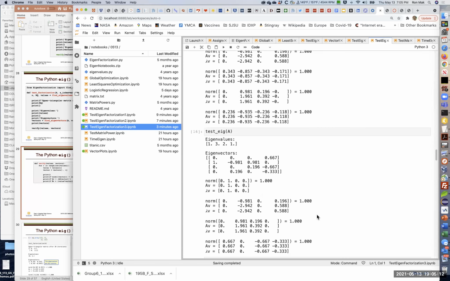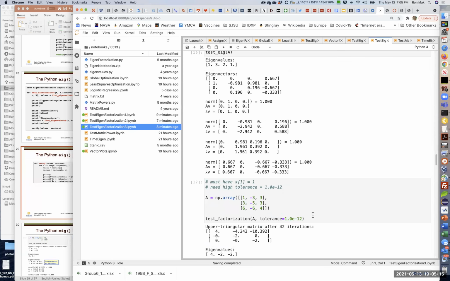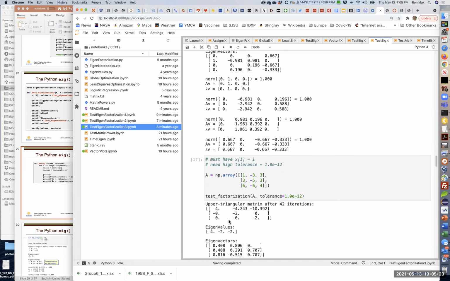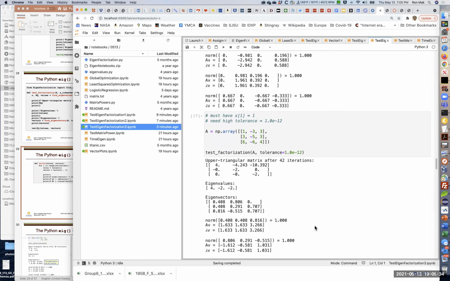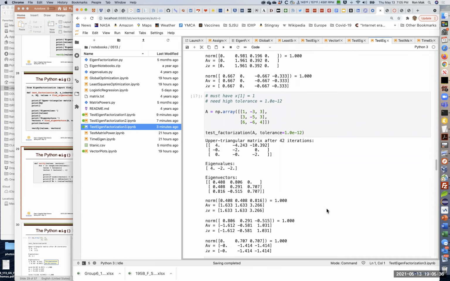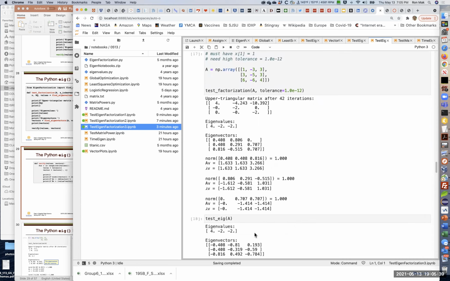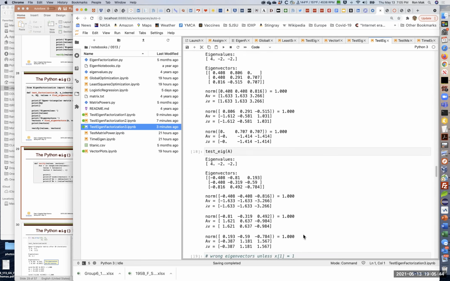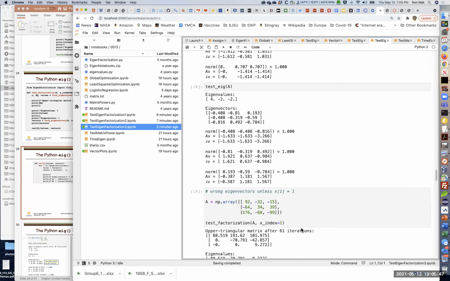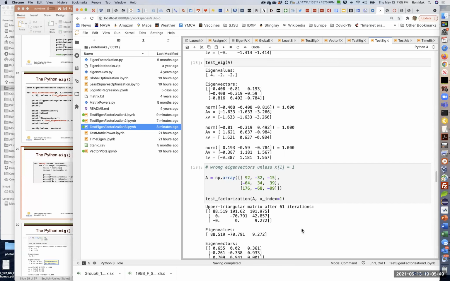And then later on, I do have ones that cause problems. Well, this one, you need a pretty high tolerance in order to decide that this is actually upper triangular. And you see it took 42 iterations before we could safely decide that this was upper triangular. And then EIG, of course, gives us the same values, eigenvalues, eigenvectors.